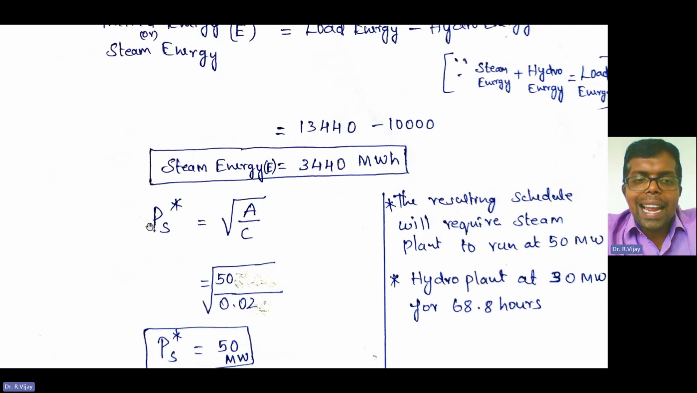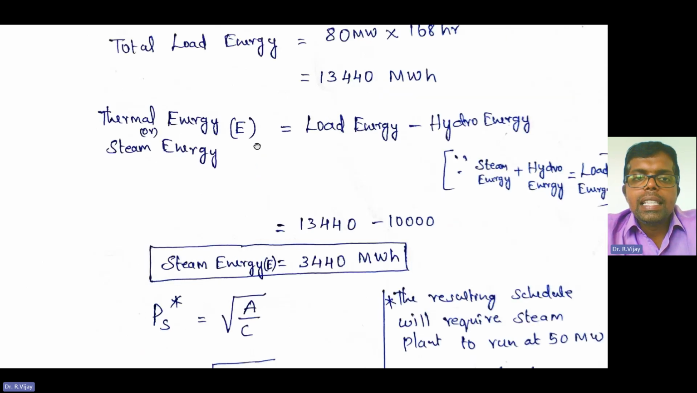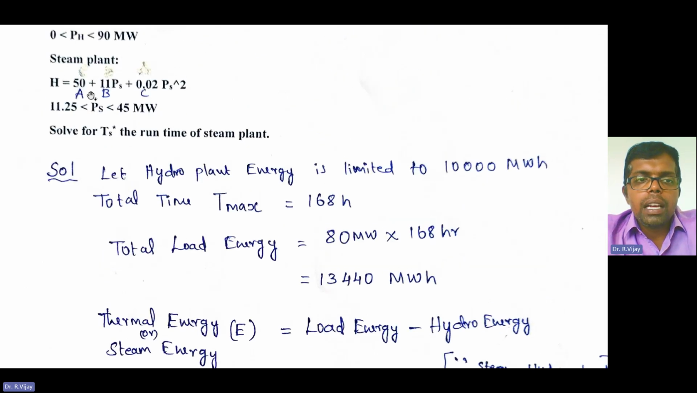Now we are calculating PS star, which is the optimal power generated from the steam power plant alone. We already derived this equation: PS star is equal to the root of A divided by C. So what is A, and what is C? That is given in the problem, from the heat rate characteristics.